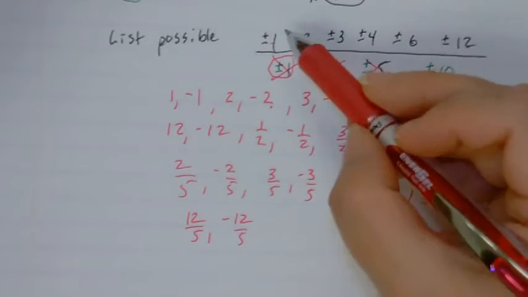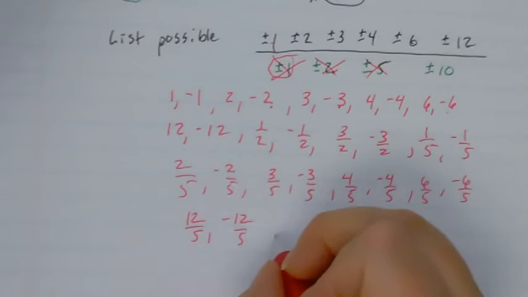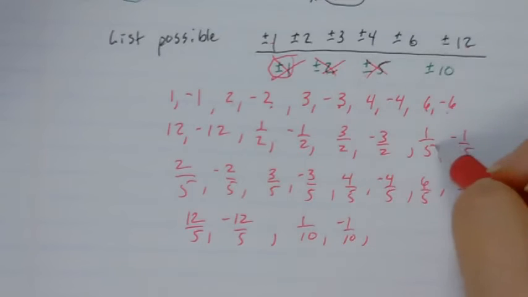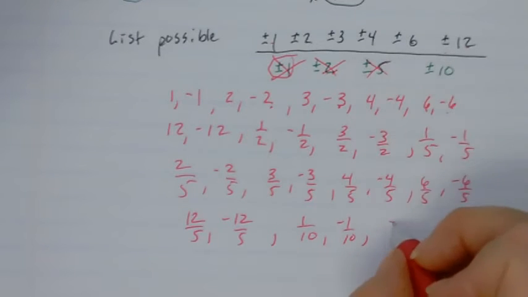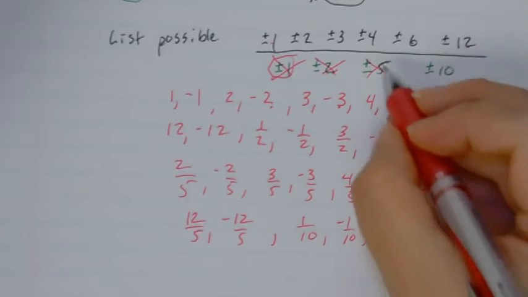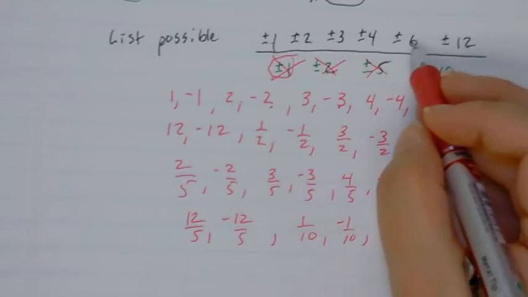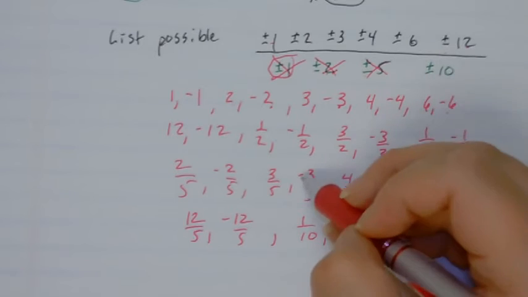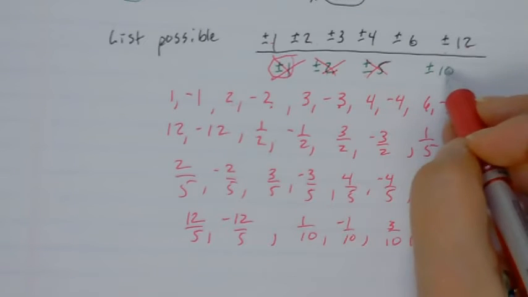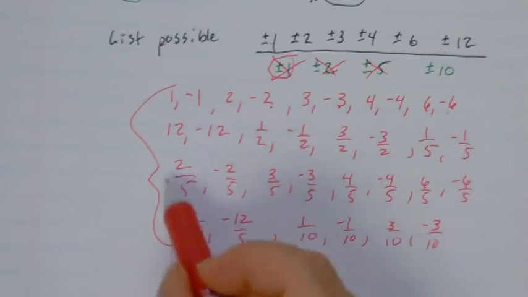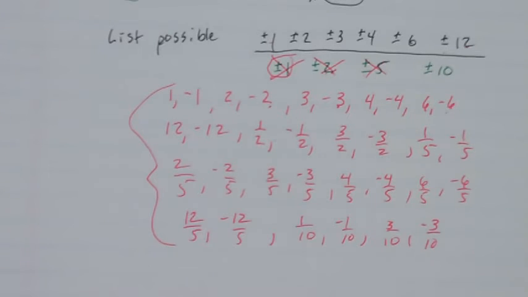All right, the last one would be everything divided by 10. So I'd have 1/10 and negative 1/10. 2/10 is the same thing as 1/5, so I don't need that one. 3/10 and negative 3/10. 4/10 would be the same thing as 2/5, and that's already on my list. 6/10 would be 3/5, that's already on my list. And 12/10 would be 6/5, and that's already on my list. So you can see on this one, there are a lot of possibilities for zeros. It could be any of those. So we're not going to go ahead and find the zeros, we're just going to make our list of possibilities.